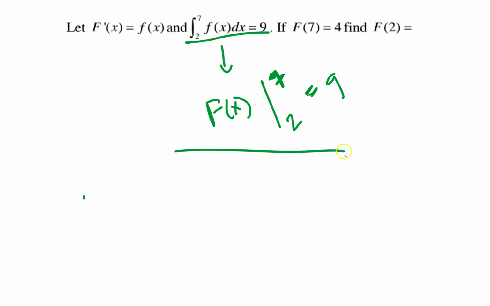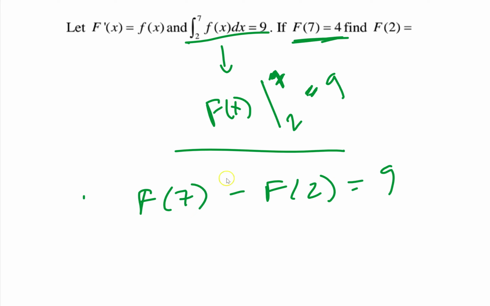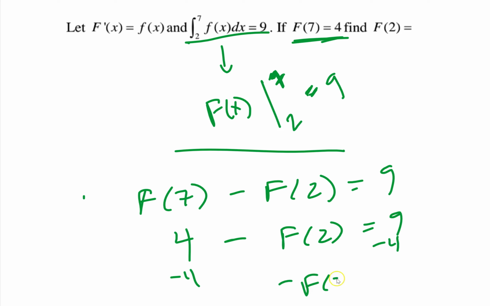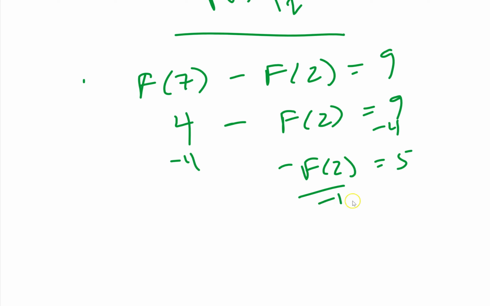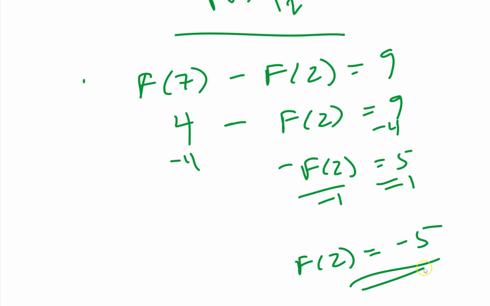What's the next step? Well, what's the fundamental theorem of calculus? Top minus bottom. F of 7 minus f of 2 equals 9. Well, f of 7 they tell me is 4, and I'm looking for this thing. So, do a little math. Subtract 4 from both sides. Negative f of 2 equals 5. Divide by negative 1. F of 2 equals negative 5.